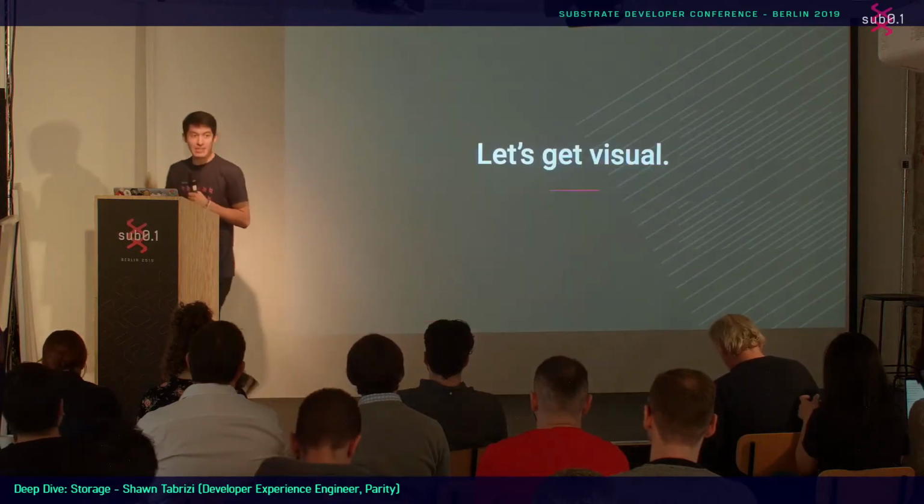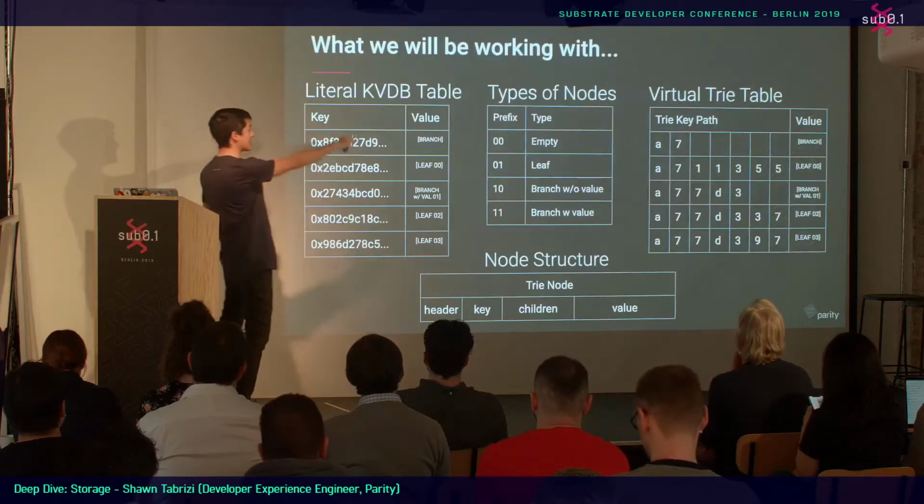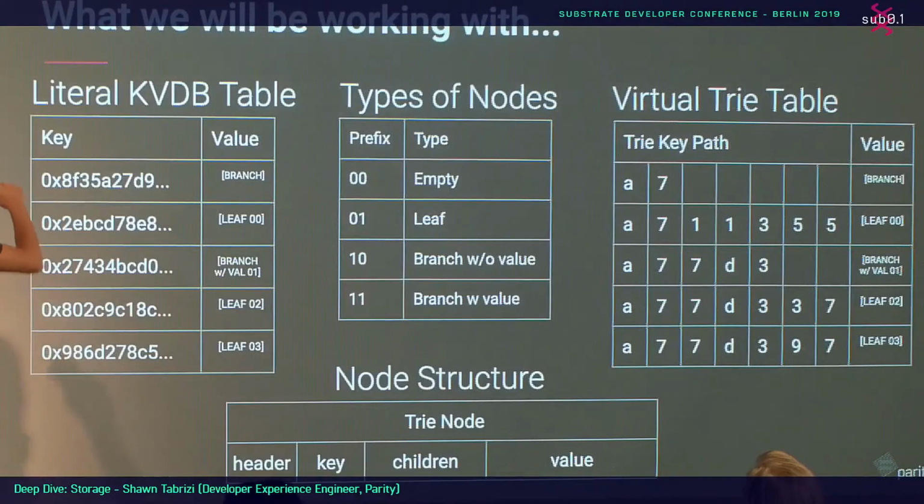So let's get visual. What does it actually look like? First, I'm going to show you some of the pieces here. These are individual pieces that we're going to be showing in the next couple of slides. Again, there is a literal key value database here. This is not going to be shown very much because I can't fit everything on one page, but know that this exists, and this is the actual database we're using.